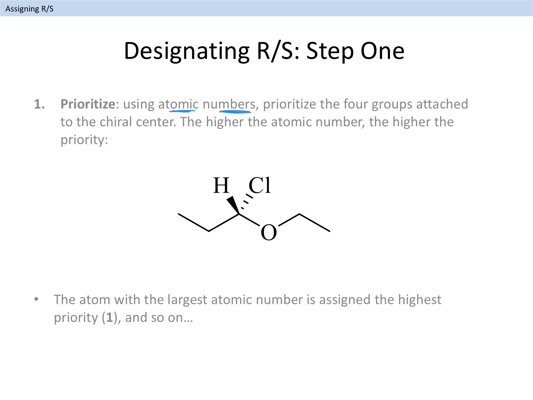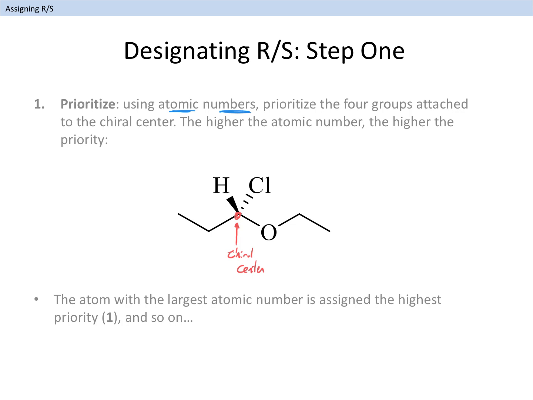To prioritize, we use the atomic numbers of the atoms directly attached to the chiral center. The atom with the highest atomic number is assigned the highest priority, which is 1, and the atom with the lowest atomic number is assigned the lowest priority, which is 4. In the example shown, we have a carbon atom bonded to a chlorine, a hydrogen, an oxygen in an ether group, and an ethyl group.